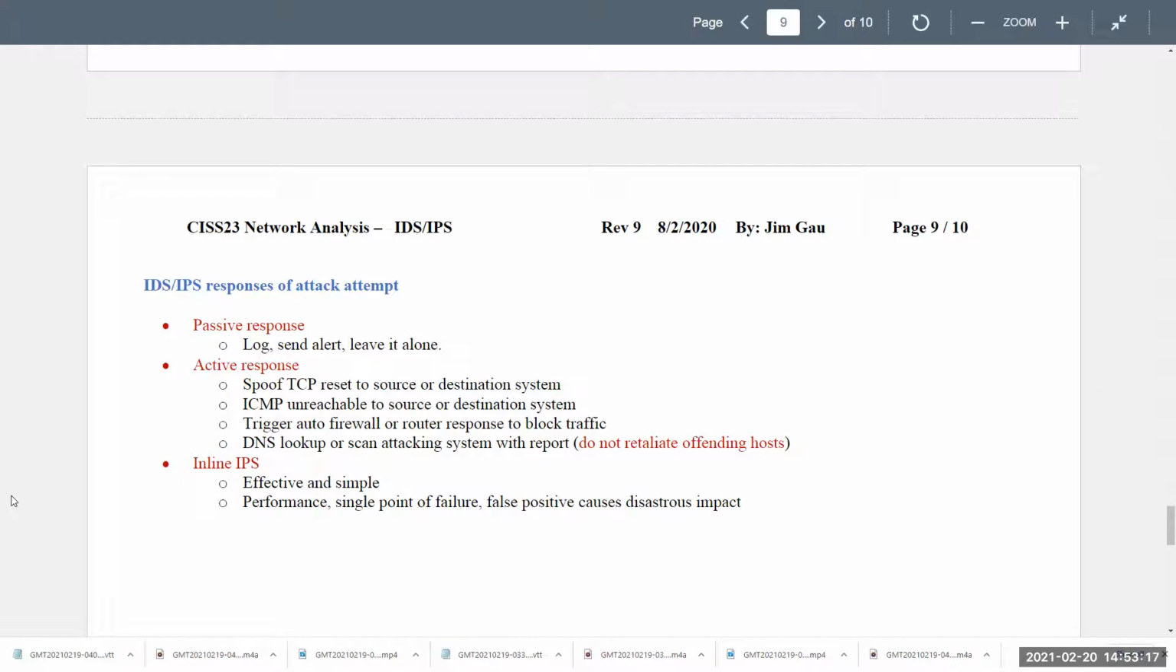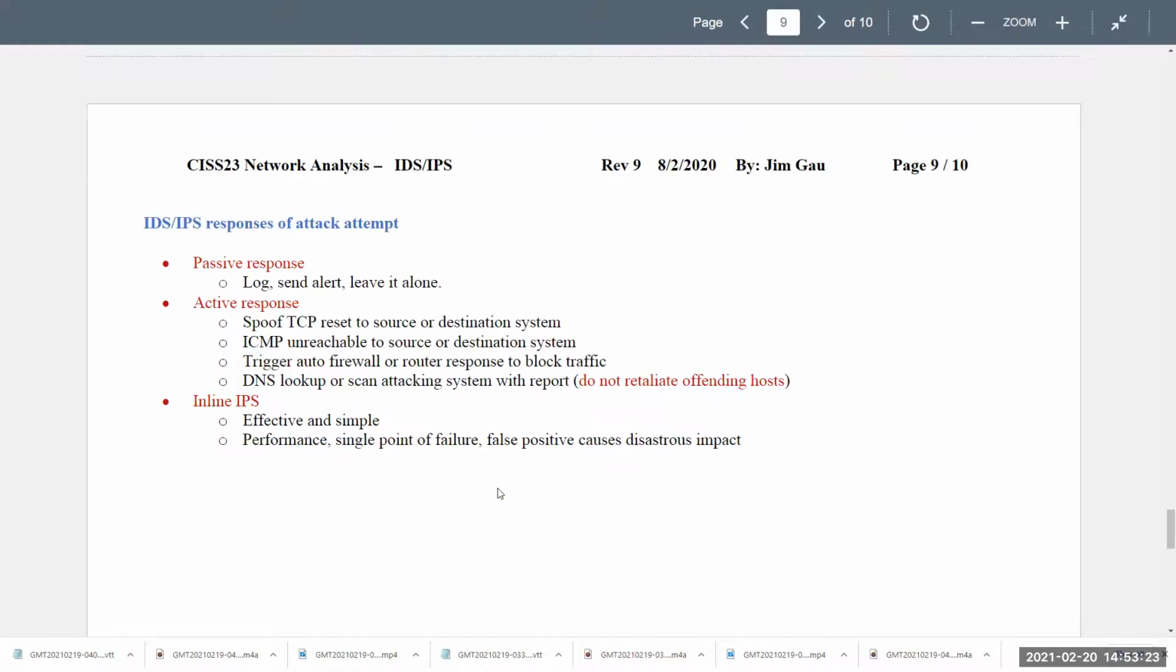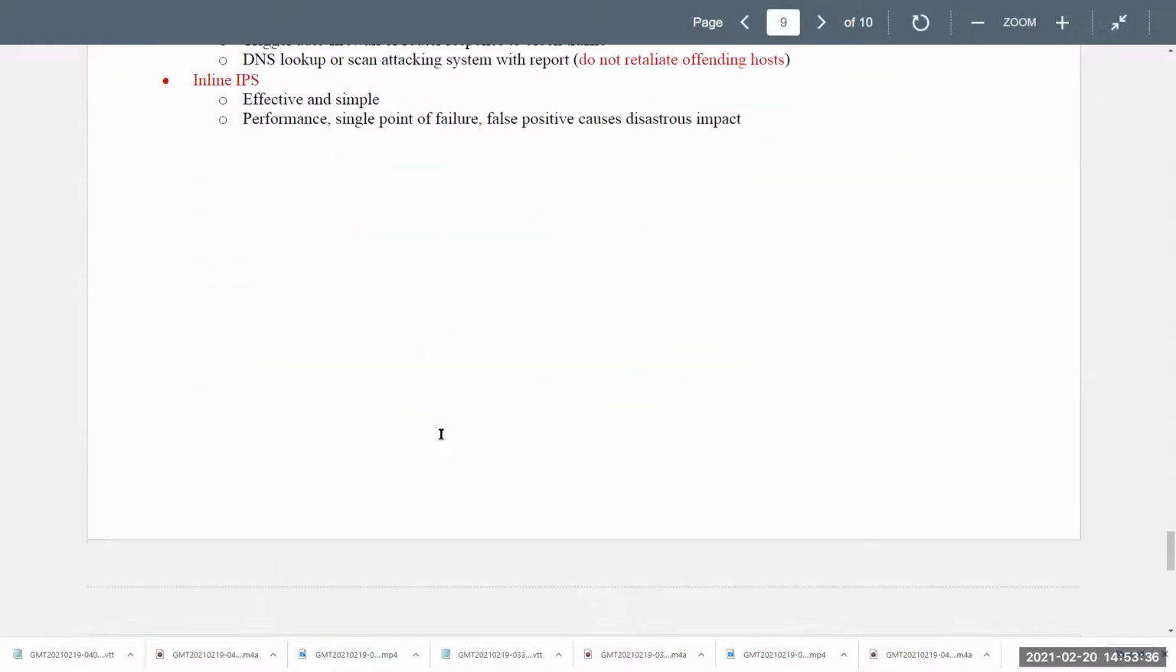And there's inline IPS, which we will cover as well. It can do active response right there, right then. And we will compare the inline IPS using Snort with pfSense as opposed to using the commercial box, the Cisco IPS, doing the inline response.